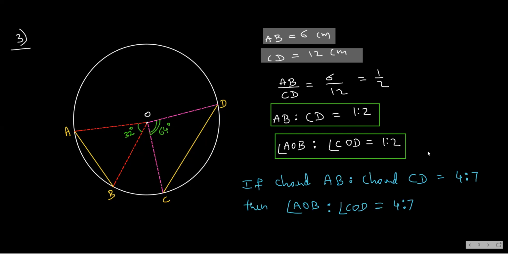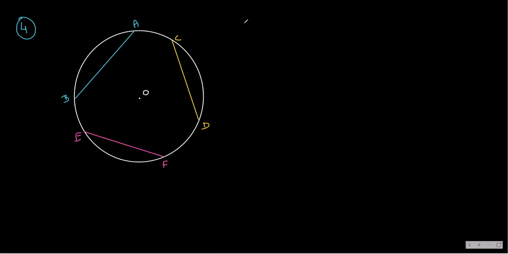I hope you followed it. Please copy this also. Okay, so here I have three chords which I have drawn in a circle, and these three chords, remember that they are equal chords. So I will write here chord AB is equal to length of chord CD, which is equal to length of chord EF. So these three chords are equal in length.